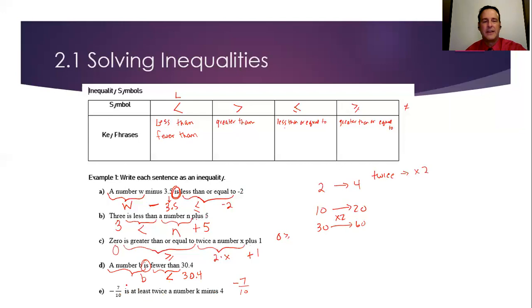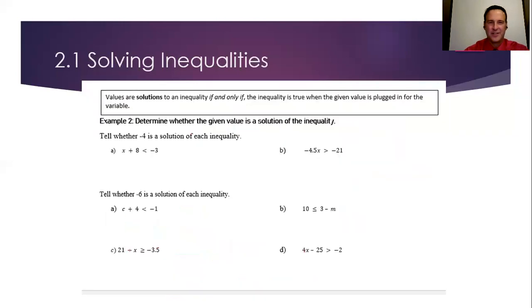Last one, -7/10. Is, so I'm looking for one of these 4. At least. When you say at least, that is the same thing as greater than or equal to. So at least, I'll put that there. And again, it says twice a number. We've done this before. 2k minus 4. That's how you set those up. Anytime you see the word "is," look for one of these symbols and then write the other items behind it. Awesome. Let's keep going.